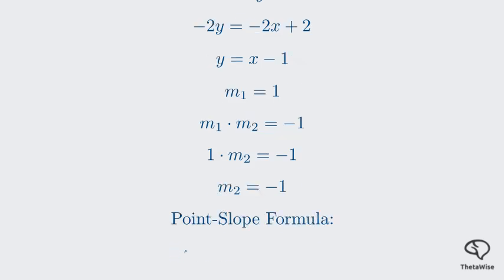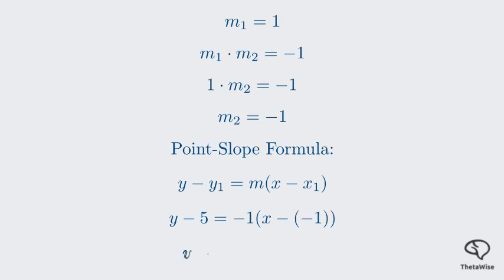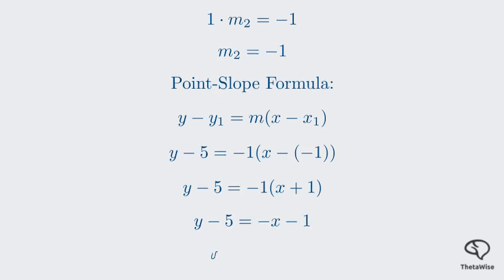Now we can use the point slope formula for a straight line. This formula allows us to find the equation of a line if we know its gradient and one point on the line. Substituting our values, we get y minus 5 equals -1 times the quantity x minus -1, which simplifies to y minus 5 equals -1 times the quantity x plus 1. Distributing gives y minus 5 equals -x minus 1. Adding 5 to both sides gives us our final equation: y equals -x plus 4.